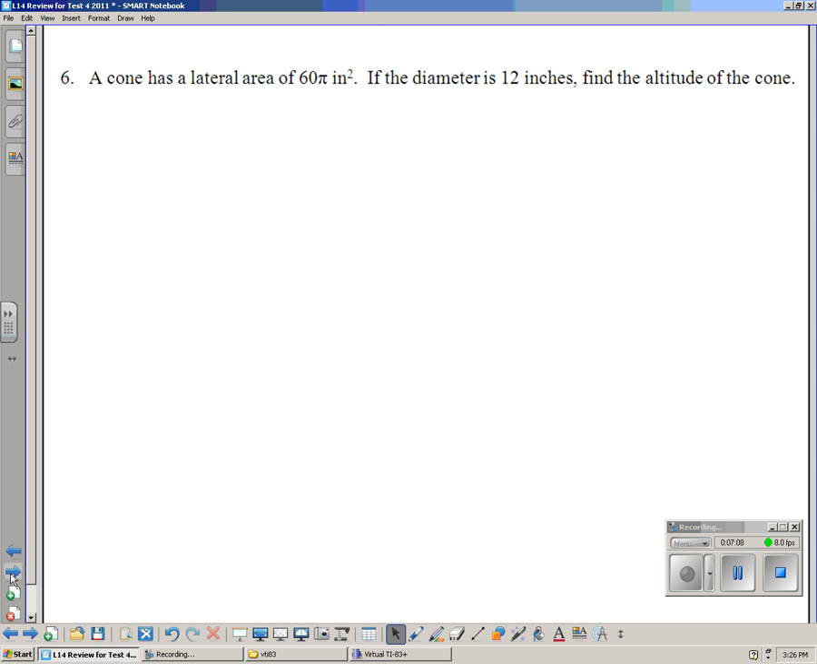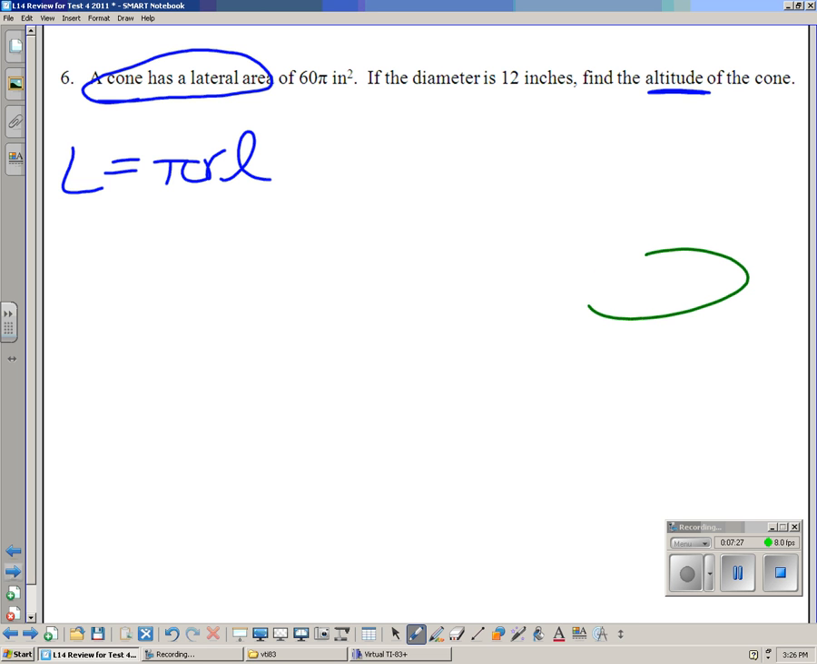Number 6. A cone has a lateral area of 60 pi inches squared. We need to write down the lateral area formula for a cone. It's pi RL. We're being asked to find the altitude of the cone. Anytime we're dealing with a cone, unless they just give me numbers to plug in, you should always draw the picture of the cone.